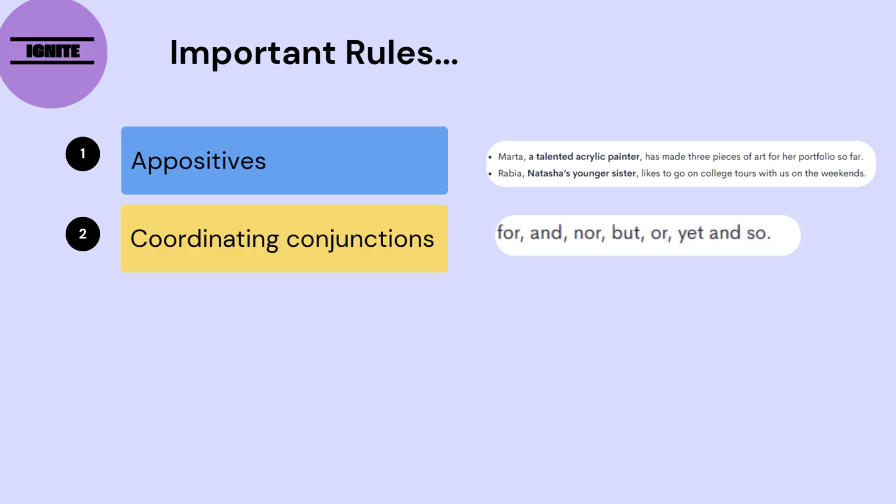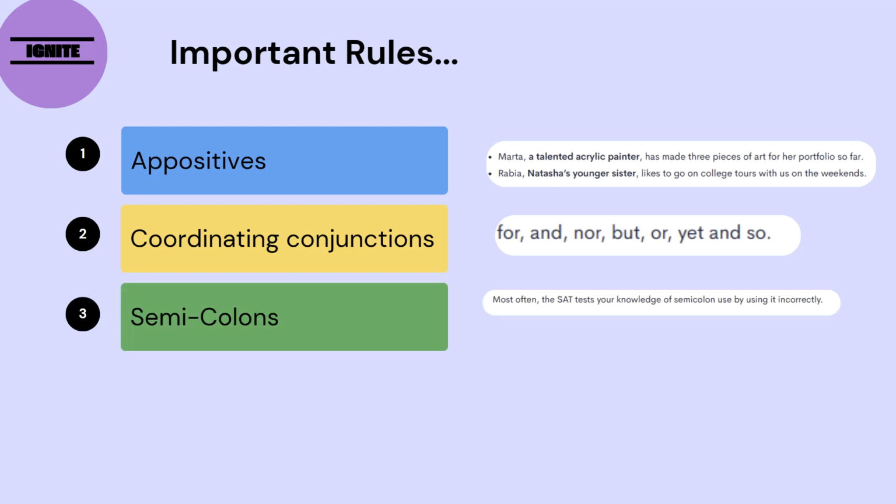Next are coordinating conjunctions, and this is where I like to use the term FANBOYS, which connects two independent or dependent clauses with the words for, and, nor, but, or, yet, and so. And these words are going to be after a comma. The next we have are semicolons. Most often the SAT tests your knowledge of a semicolon literally by using it incorrectly, and you're going to see that very, very often.